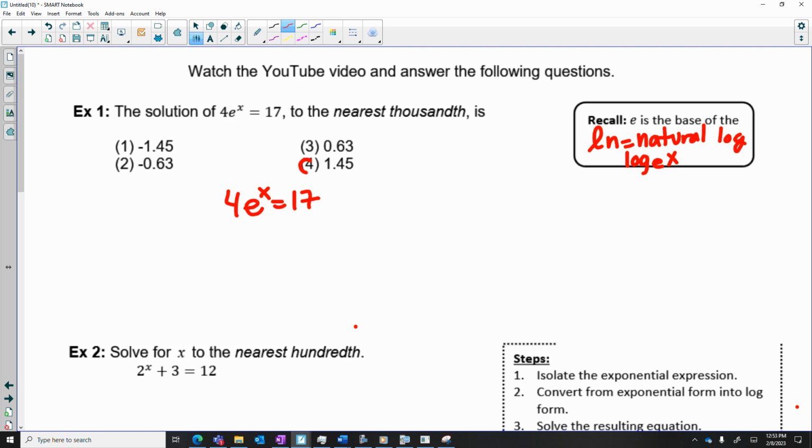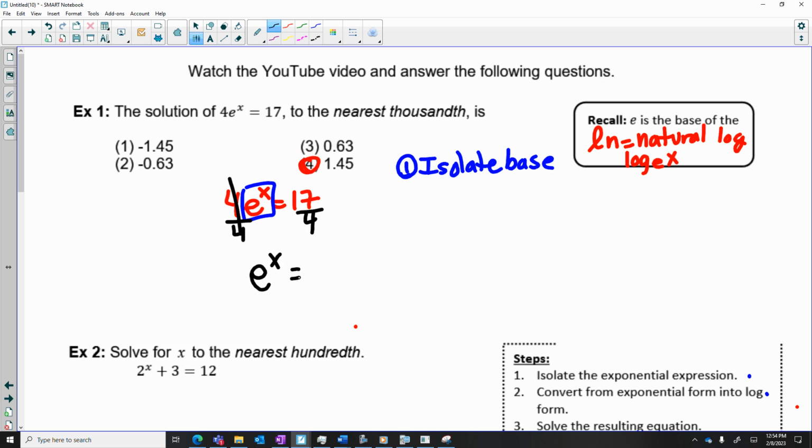Now let's actually talk about how to do this using math. So the first thing you want to do is isolate the base. In this case, the base is e. So step 1, isolate the base if you can, as much as you can. So how am I going to do that? I'm going to get rid of this 4. The 4 is connected by multiplication, so I'm going to do the opposite, which is division. That is the inverse operation. So I'm going to get 17 over 4.